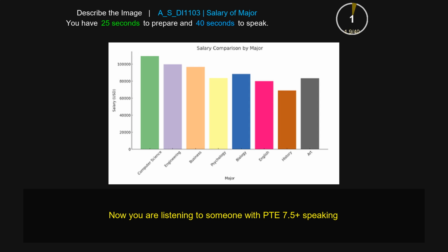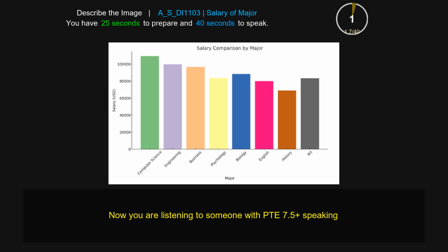This bar graph gives me information about salary comparison by major. The x-axis represents the majors computer science, engineering, business, psychology, and art, and the y-axis represents salary from 0 to 1 lakh. It can be noted that the maximum salary is for computer science at around 1 lakh. However, the minimum salary by major is in biology, at around 80 lakh. Another highlighting feature is that biology and English are both the same. So it can be concluded that computer science is the highest and art the lowest.